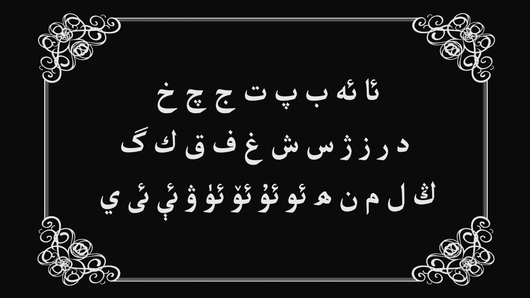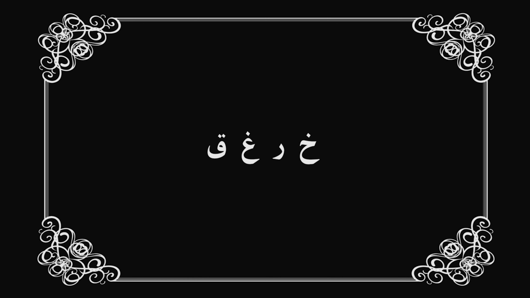This is the Uyghur alphabet. A, B, B, T, C, C, H, D, R, Z, J, S, Ş, G, F, K, K, G, N, L, M, N, H, O, U, Ö, Ü, V, E, I, Y. If you notice, we couldn't find He, Re, Re, He, these sounds or letters with English words.